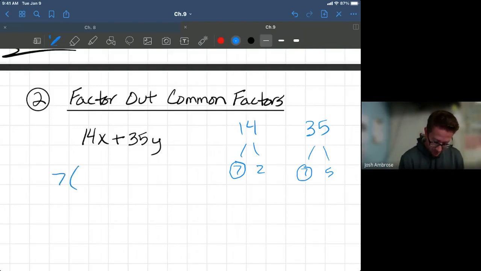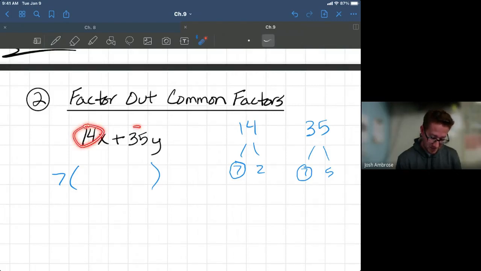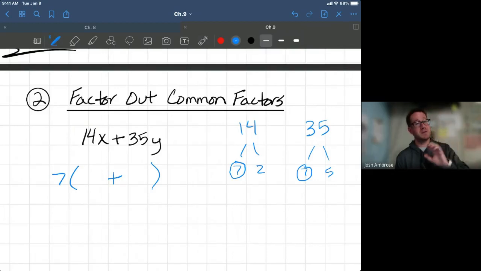This is how you write that. Pull a 7 out. Write it on the outside of a set of parentheses. They each have a 7. I pull it out, writing it on the outside of the parentheses. Now I have to rewrite after I've taken that 7 out.